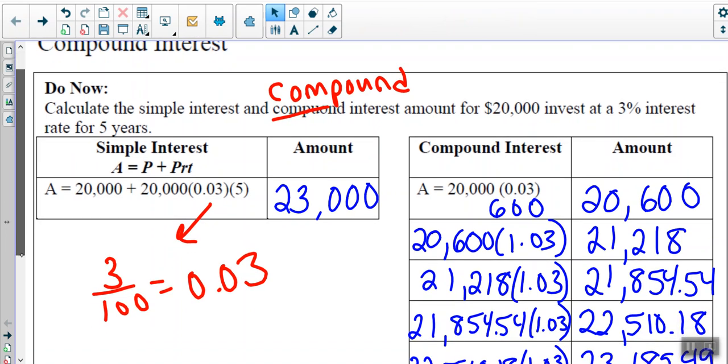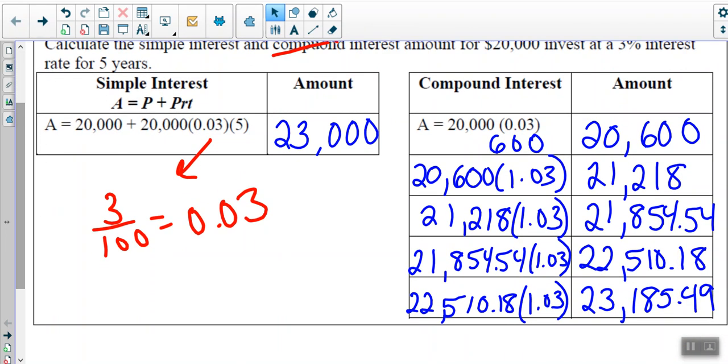The compound interest, you can see here we started with 20,000, still 3% interest, and we are doing this for 5 years. At the end of the first year, an additional $600 has been added to my principal. So now I have 20,600.